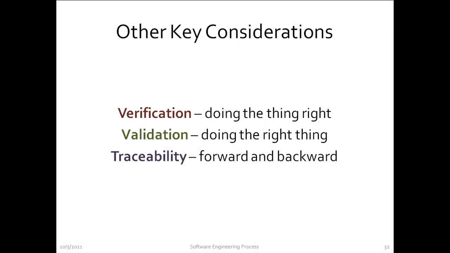The next 3 considerations or concerns span phases. They cannot be categorized or they are not specific to any phase. These 3 considerations are verification, which is doing the thing right, validation, which is doing the right thing, and then traceability, which can be both forward and backward.